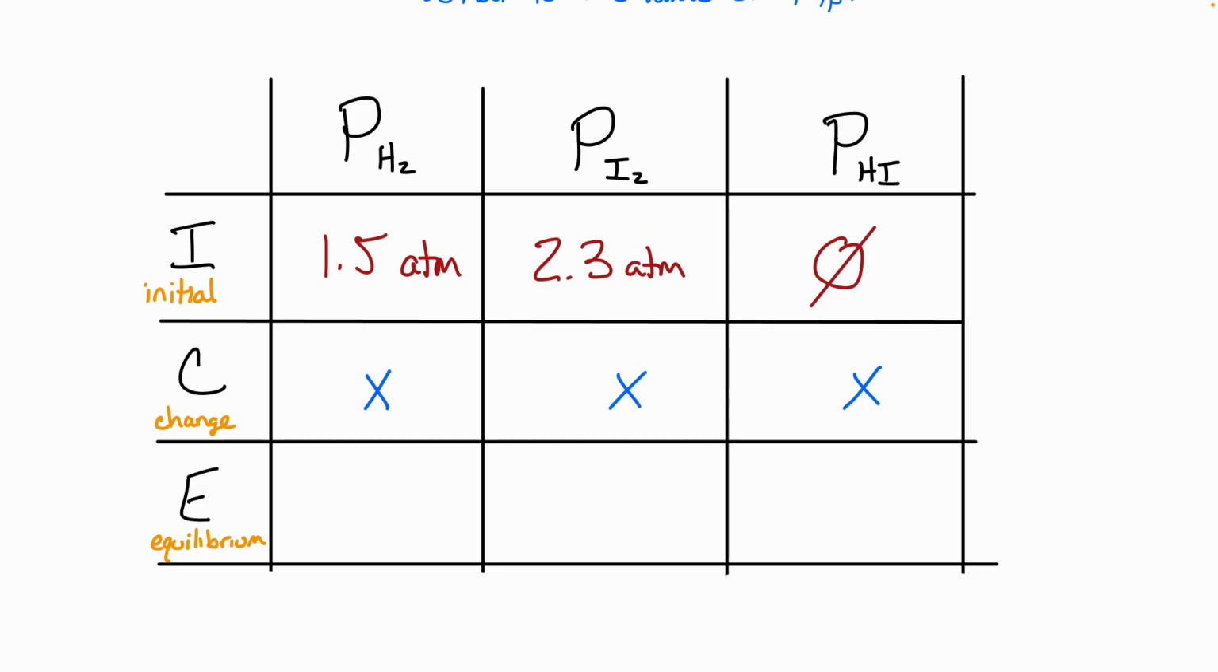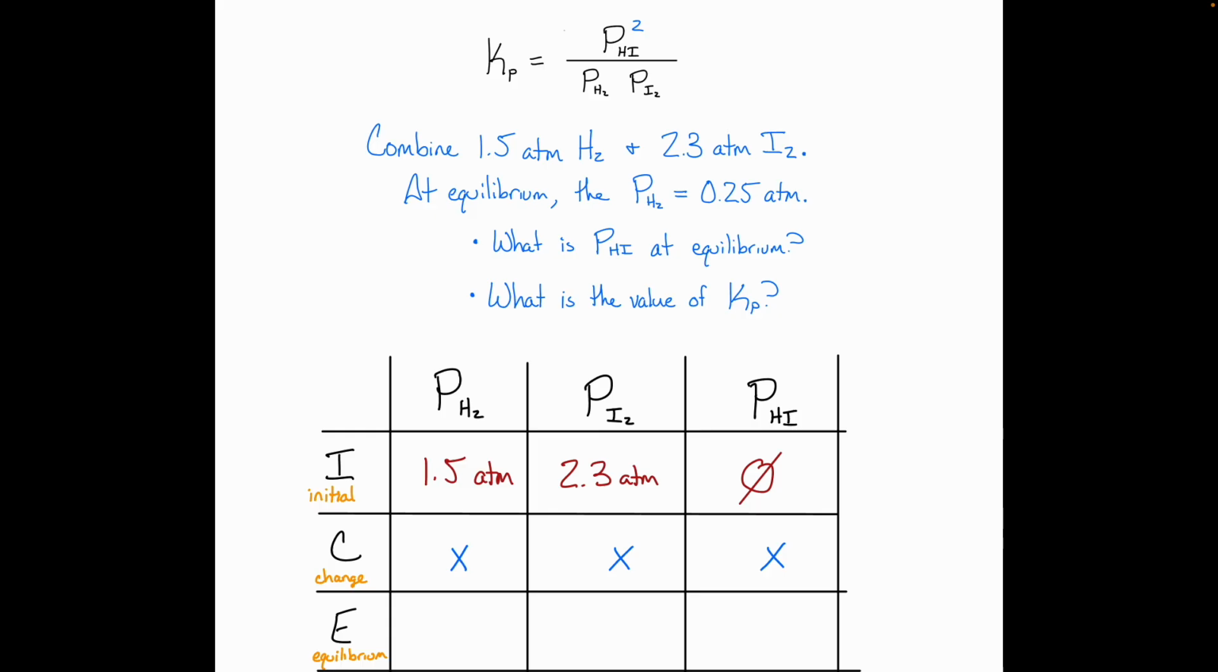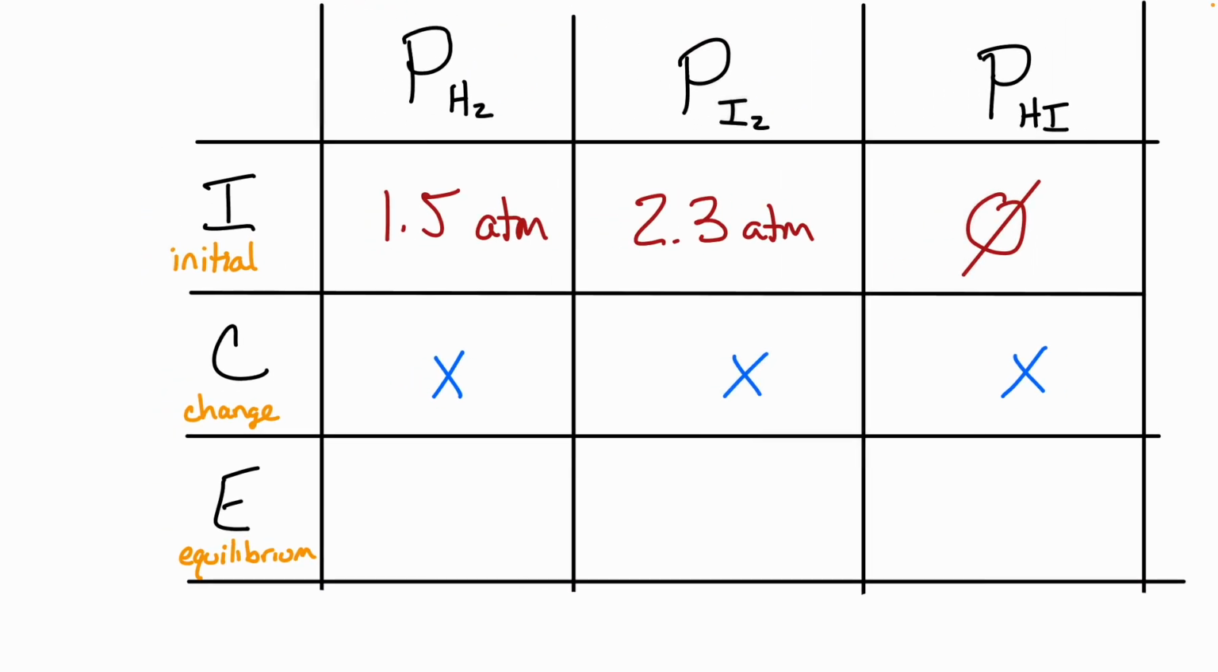All right, but we're not quite done. So importantly, in this reaction, what's going to happen to the pressure of my reactants as they combine together to form products? Is it going to go up or down? It's going to go down. And what's going to happen to the pressure of my product as it gets created? It's going to go up. So we got to put in the correct sign for these variables here. Reactants decrease in concentration or pressure, so they go down.